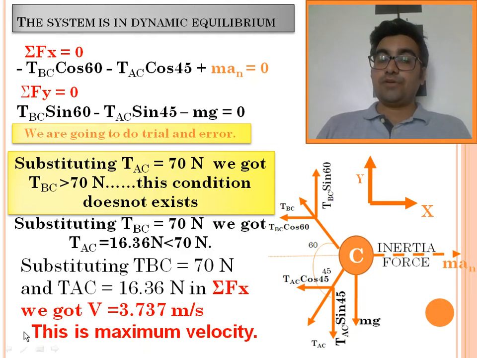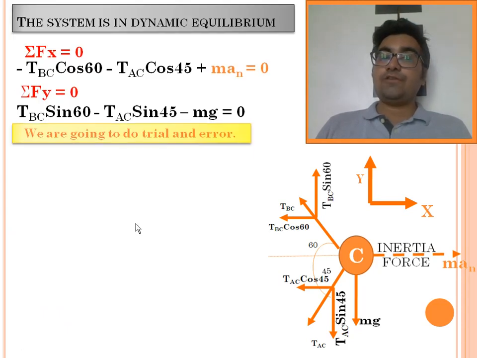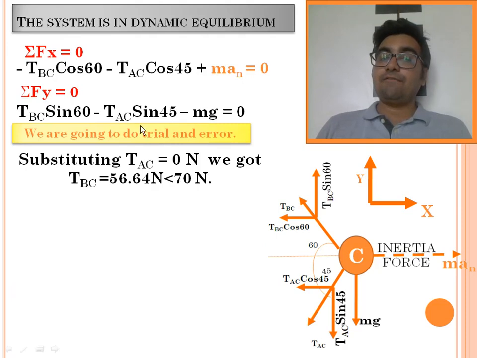So if we want to find the minimum velocity, we are supposed to substitute the value of TAC less than 16.36 Newton. So again we are going to do the trial and error approach. What is the minimum value which can be taken for TAC? The minimum value which can be taken for TAC is 0 Newton.